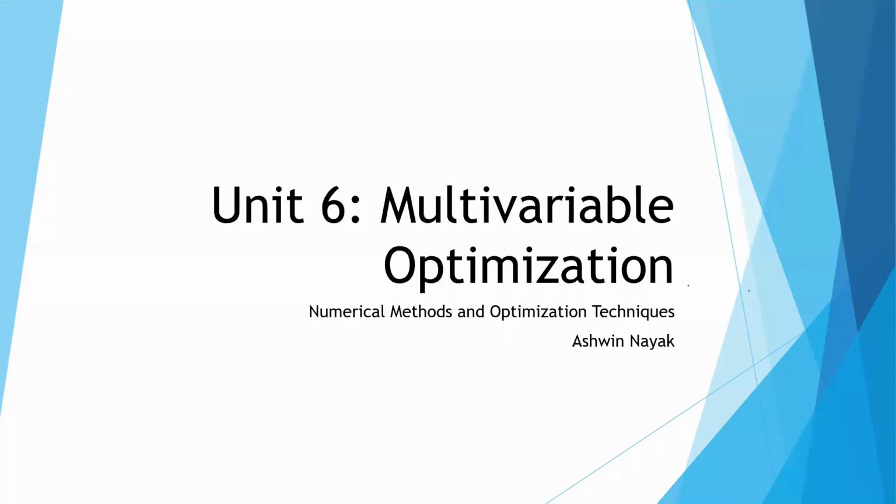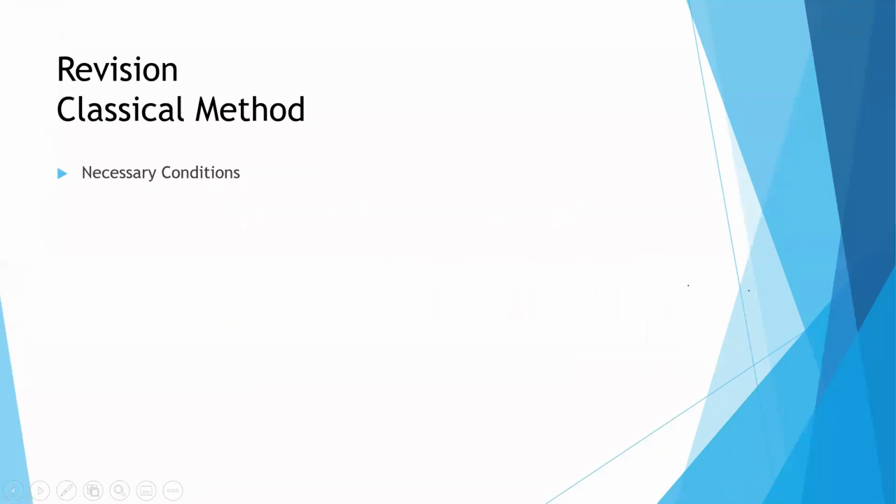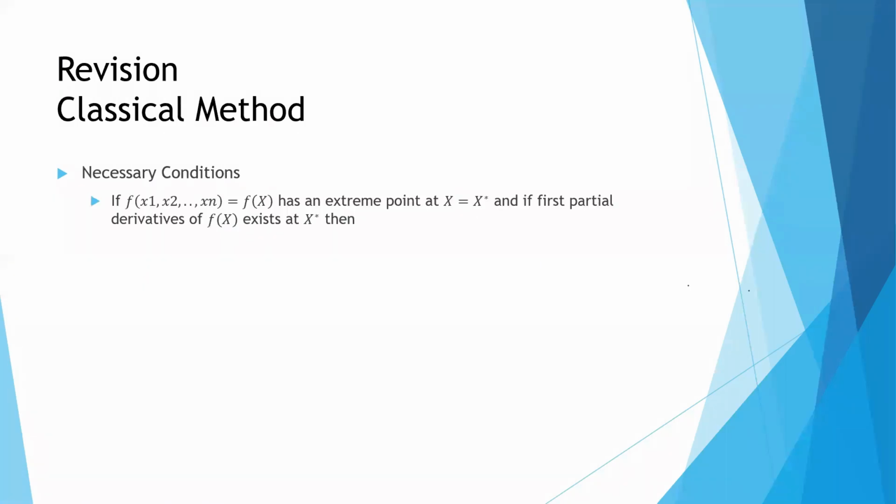Well, today we are going to continue. I've already given you the first video for the 6th unit, which is multivariable optimization. What we are going to do is just continue with that. We'll do a quick revision of what it is. So revision, we are just going to study the classical method. In the classical method, like single variable optimization, there are two things: one is the necessary condition and one is the sufficient condition.